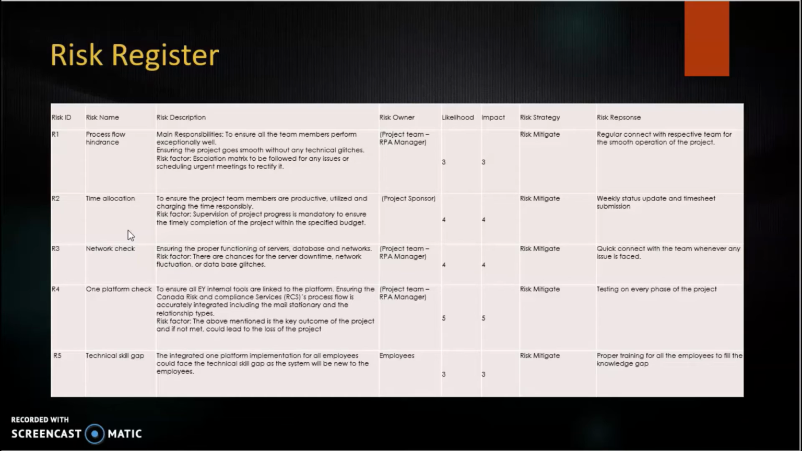So once a platform is implemented, the employees should be ready with the skills to use the tool which has been implemented. And the risk register has the risk ID, risk name, risk description, risk owner, likelihood, impact, the risk strategy, and the appropriate risk response, whether after mitigating the risk.